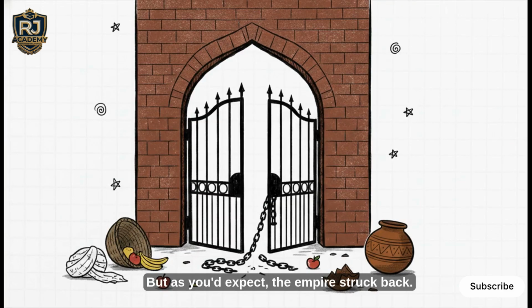But as you'd expect, the empire struck back. They passed the oppressive Rowlatt Act in 1919, which literally allowed them to jail Indians without a trial. Naturally, protests erupted across the country, which leads us to a really dark day.